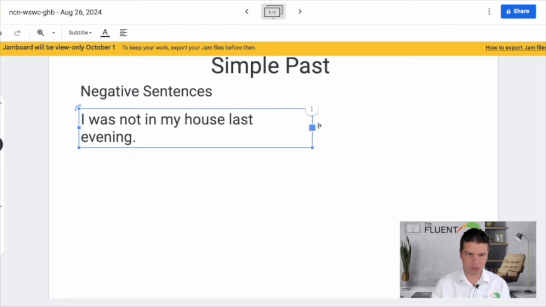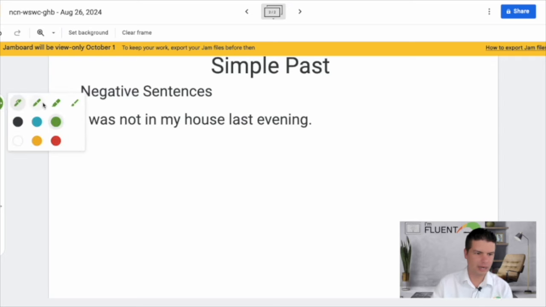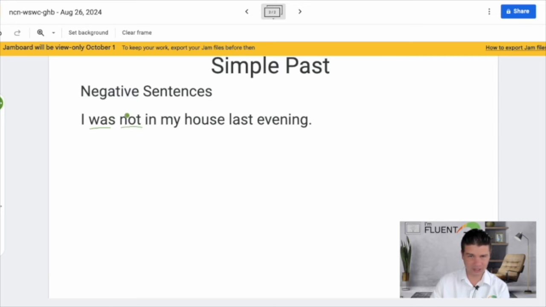And what I want to show you here is that we have these elements as in was, as in not, and that's wasn't. It could be the same. That wasn't is just the contraction. So we have to add 1 plus 2. Was not or wasn't in my house last evening. And this is for the verb to be.